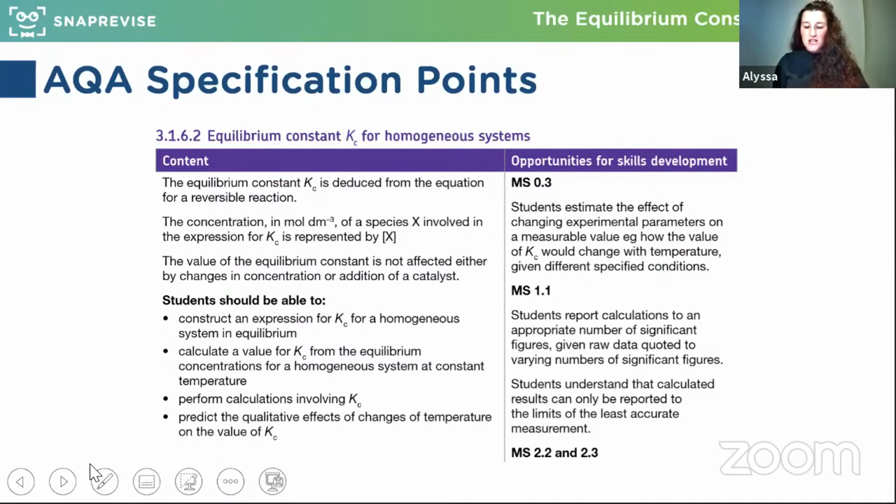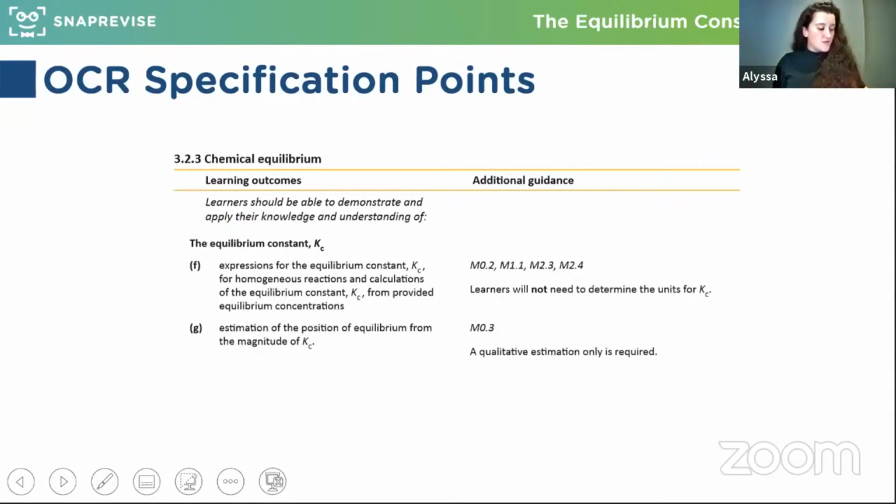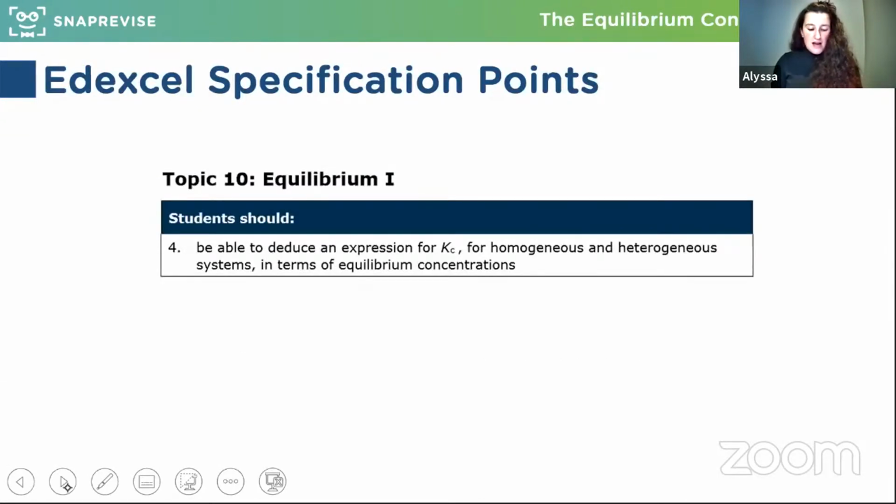This is what the specification is for AQA students on the content that we're doing at the moment, the Kc. This is OCR. This is the specification from OCR. Note that learners for OCR do not need to determine the units for Kc. So if you're an OCR student, you won't need to do that, although it's actually relatively easy if you're good with rearranging things. So you might as well have a go at it anyway. And then Edexcel, they are very brief in what they expect from you, but it's still the same stuff.